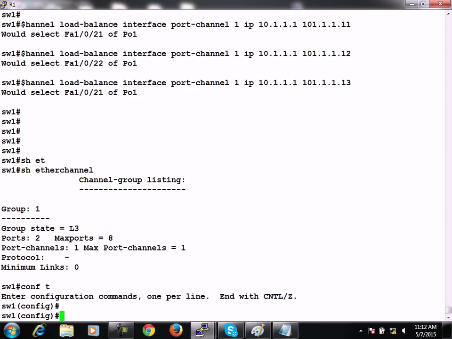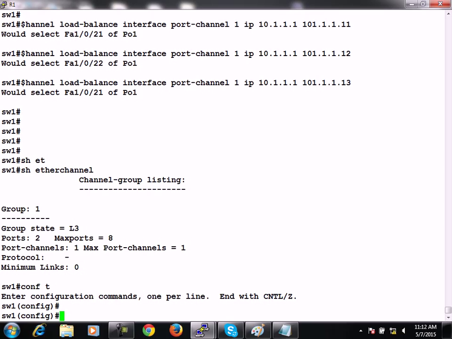Remember, you cannot change your load balancing algorithm per physical interface. You will be changing it for the entire port channel, and it will be applicable for all those interfaces which are members of that port channel.